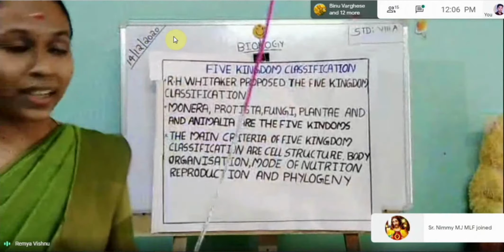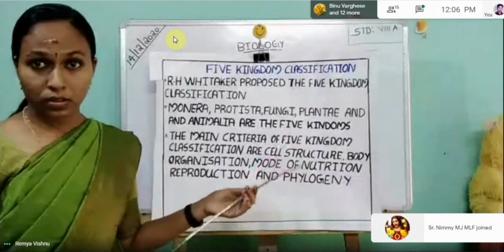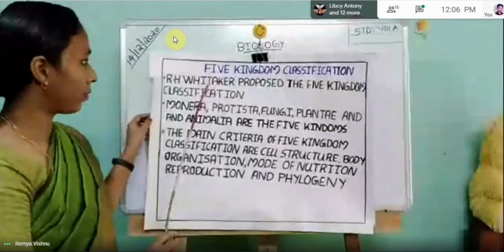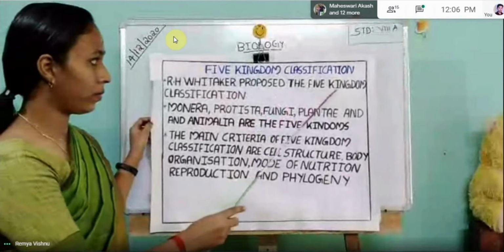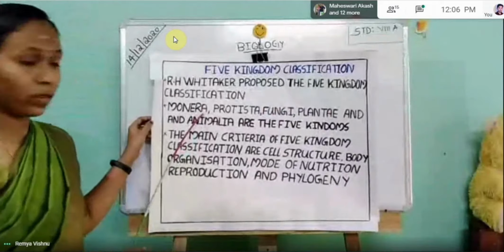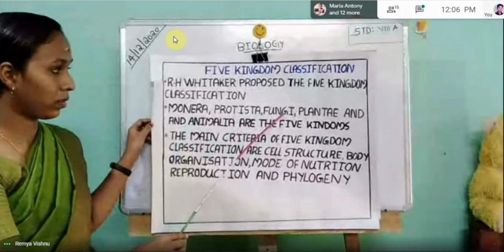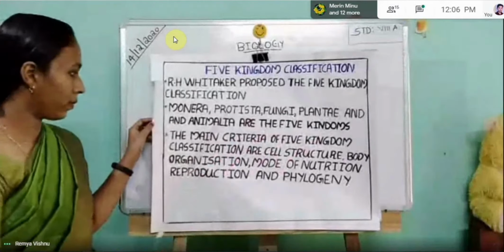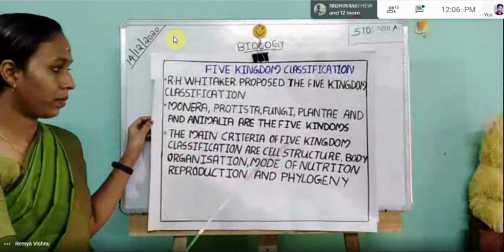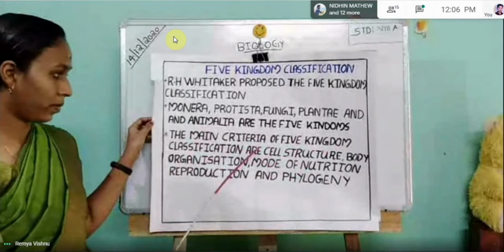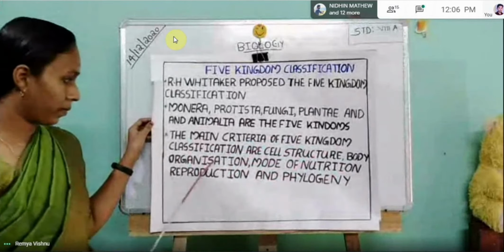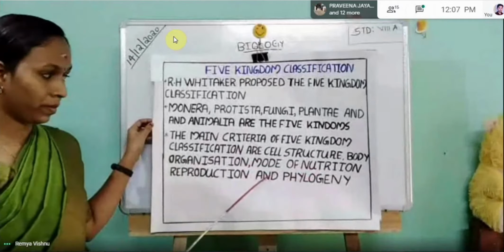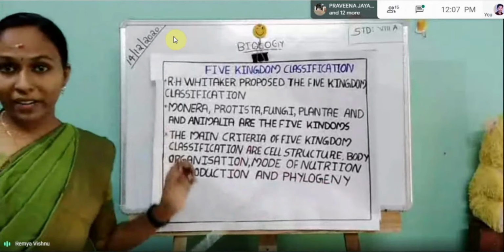Who is ready to read this chart? Five kingdom classification. R.H. Whittaker proposed the five kingdom classification. Monera, Protista, fungi, plantae, and animalia are the five kingdoms. The main criteria of five kingdom classification are cell structure, body organization, mode of nutrition, reproduction, and phylogeny. Okay, very good.